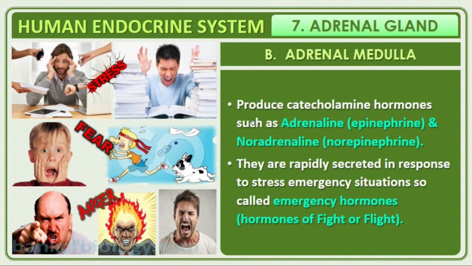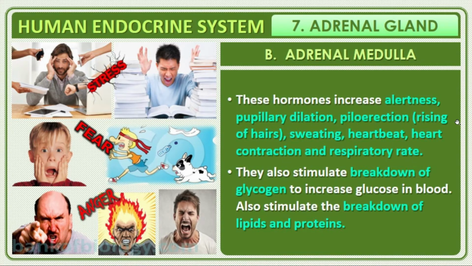adrenaline. That means the adrenal medulla produces adrenaline and noradrenaline, and they are rapidly secreted in response to stress and emergency situations, so called emergency hormones. These hormones increase alertness, pupillary dilation, piloerection, that means rising of hairs, sweating, heartbeat, heart contraction, and respiratory rate.